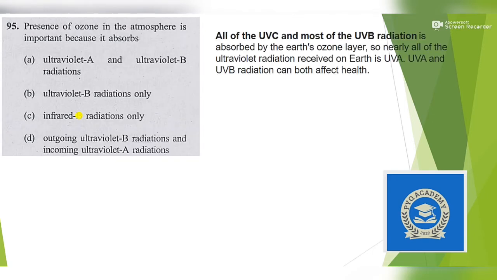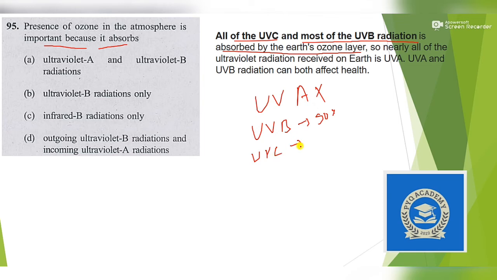Next question, presence of ozone in the atmosphere is important because it absorbs. All UVC and most UVB radiation is absorbed by the Earth's ozone layer, but it is not absorbing UVA. UVB is about 90%, I think, and UVC nearly 100%.